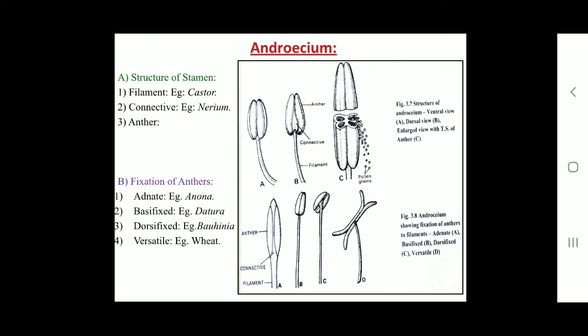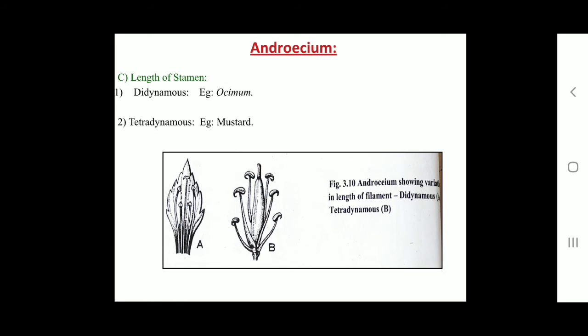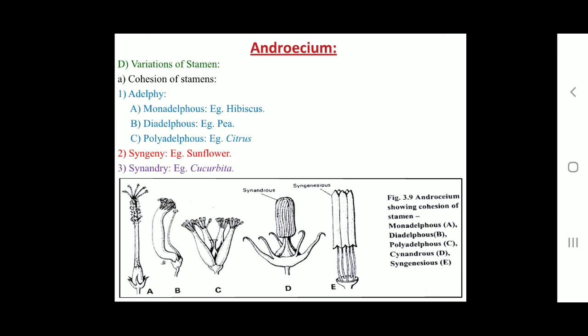We must know what is meant by adelphy. When stamens are united by their filaments only, leaving anthers free, such condition is called the adelphous condition. The adelphous condition is mainly of the following types: monadelphous condition, diadelphous condition, and polyadelphous condition. Therefore, first we must know what is meant by monadelphous condition.